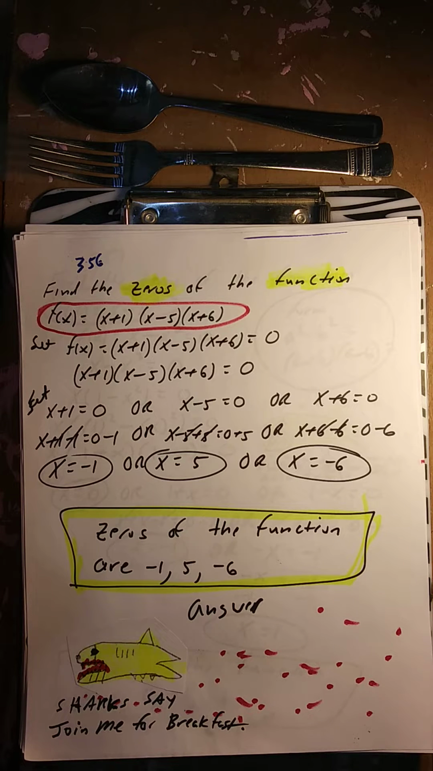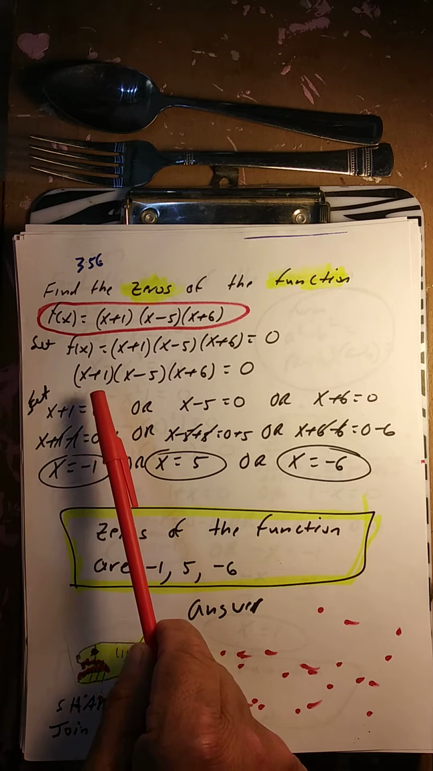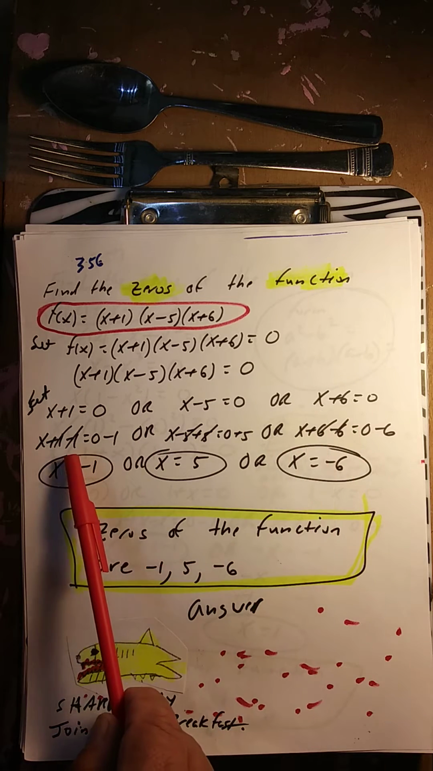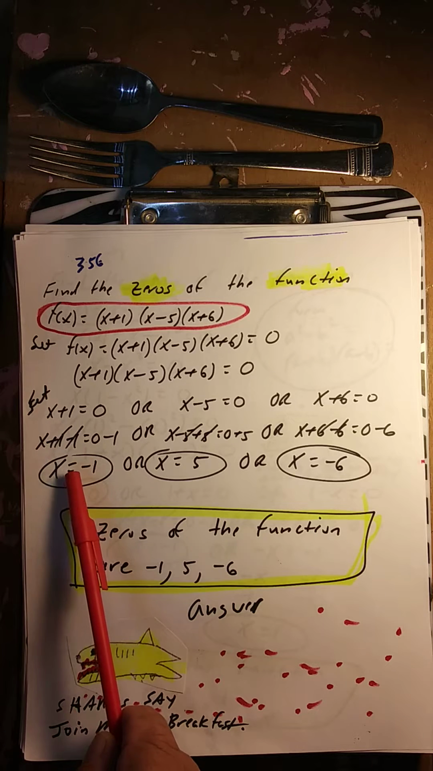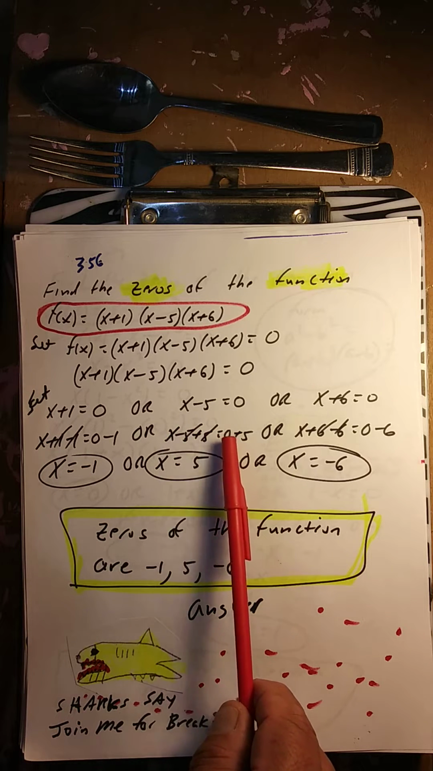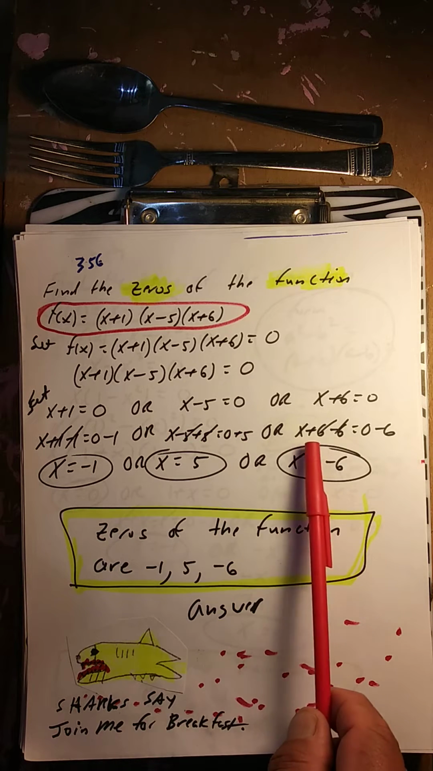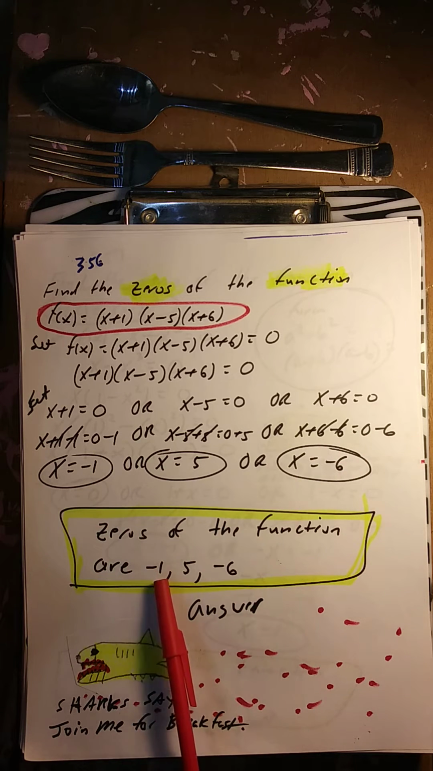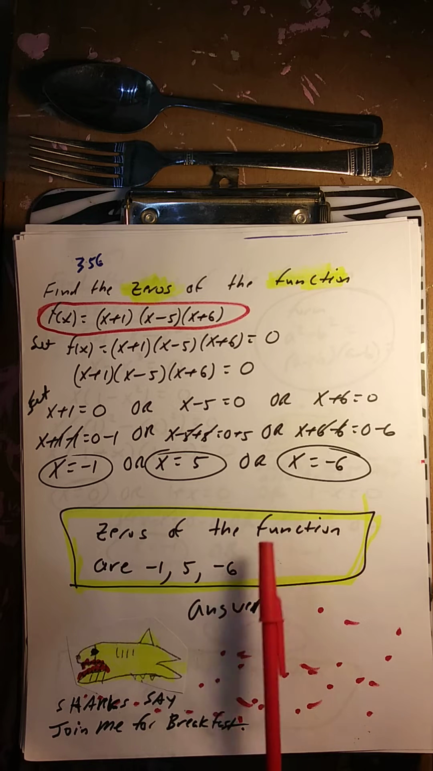Find the zeros of the function. Same thing. Set them all, x plus 1, x minus 5, x plus 6, equal to 0. All of them equal to 0. So then this one, minus 1, equals negative 1. This one, add 5, so x equals 5. And this one, minus 6, so x equals negative 6. So the zeros of the function are what? Negative 1, 5, negative 6.